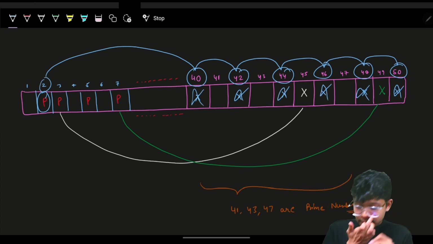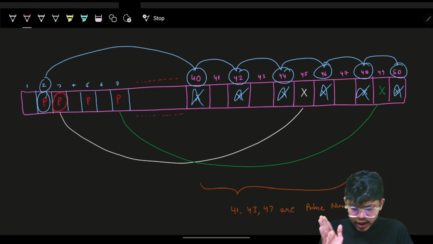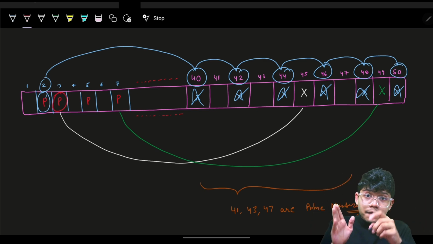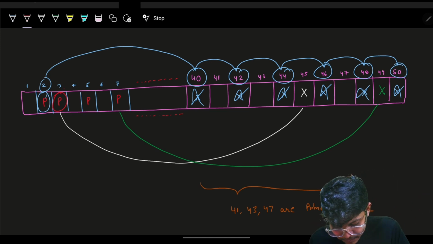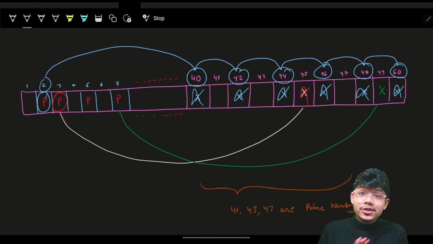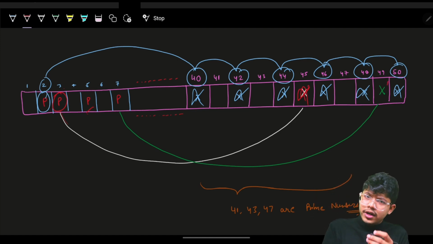So for my number 2, I marked all of its multiples as not prime. Same way, if I am at 3, I'll mark all the multiples of this number in that range L to R as not prime. As you can see, I marked 45 as not prime. Same for 5, but you can see 45 is already marked as false, so no worries.